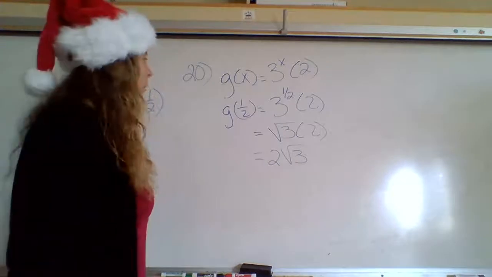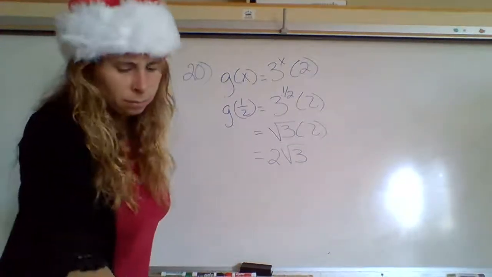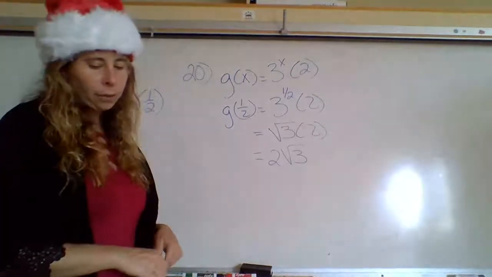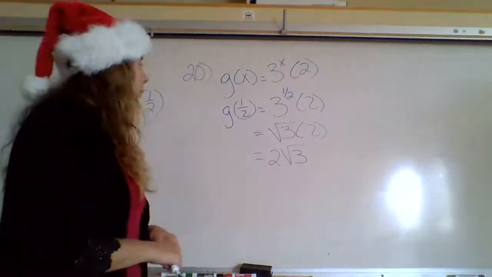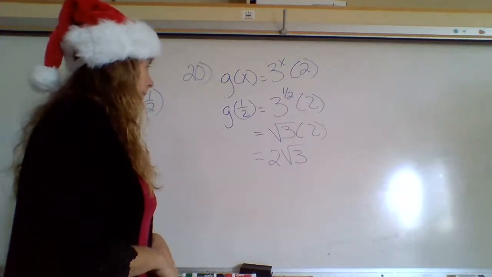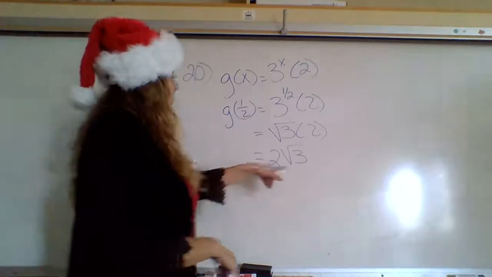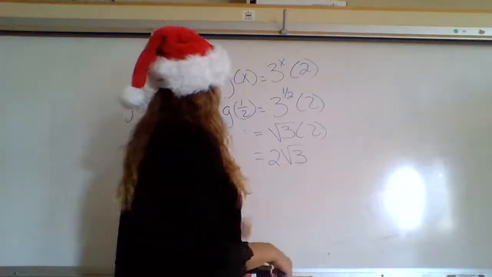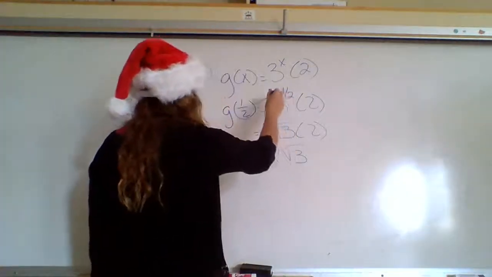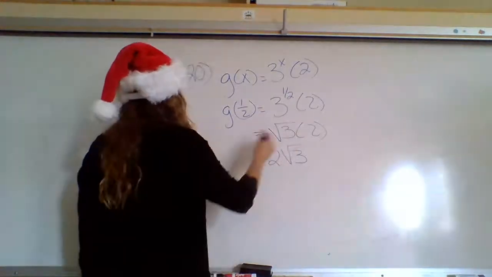Oh. Hold on. Sorry, the book and I got different answers there. But pretty sure I'm right. So there you go. The book got 2 times the square root of 2. And no, it would be taking the square root of 3. So this is your answer for number 20. Goodness gracious.